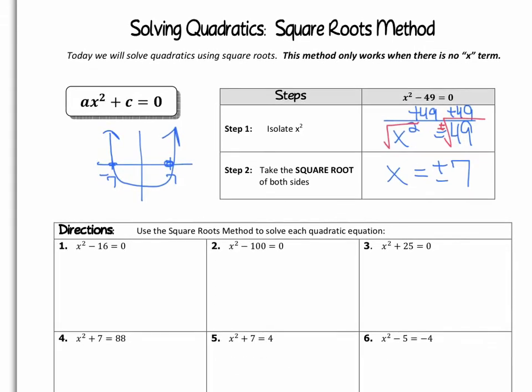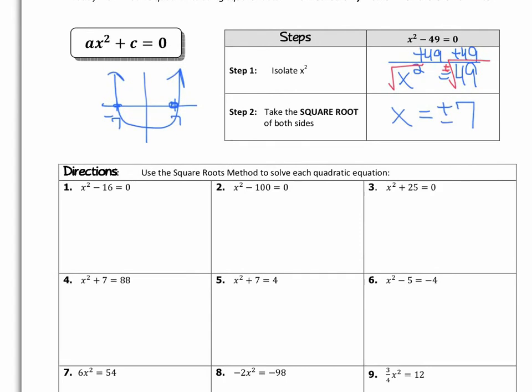Okay, let's look at another one. X squared minus 16 equals 0. We're going to add 16 to both sides. We get x squared is 16. What's the inverse of squaring? Taking the square root. What's the square root of 16? 4, but we have to remember that it is a plus or minus 4. Positive 4 squared is 16. Negative 4 squared is 16. All right?